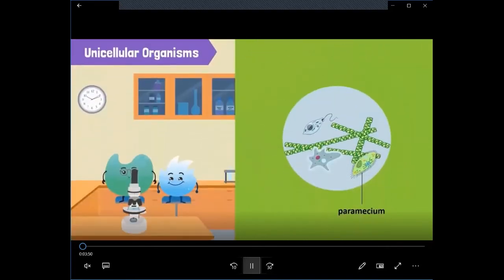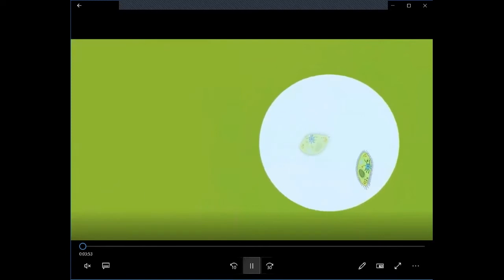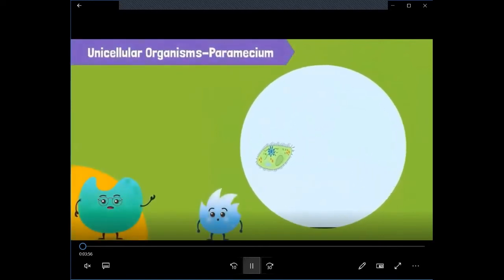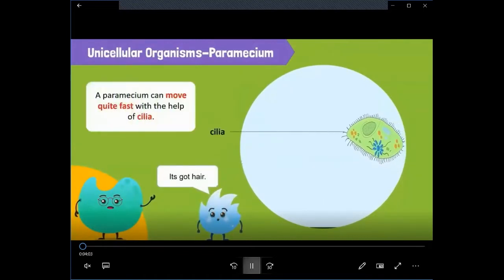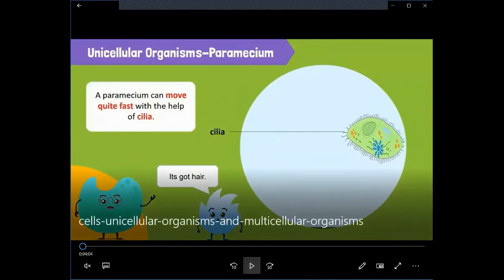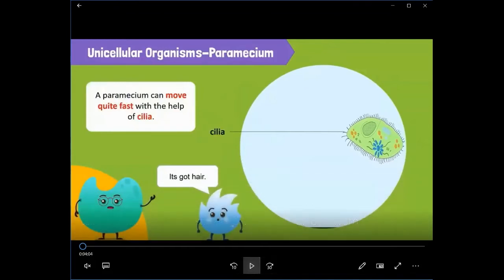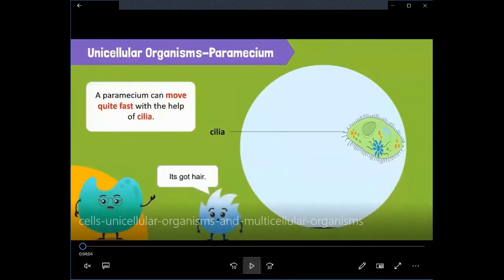The last one, the most common unicellular organism, paramecium. Tiny, tiny little things. It has hair. Yeah, those hairs make them move quite fast. And these tiny hairs of a paramecium are called cilia. What do you call the hair that makes the paramecium move quite fast? Correct. Cilia. Let's say it one more time. Cilia.